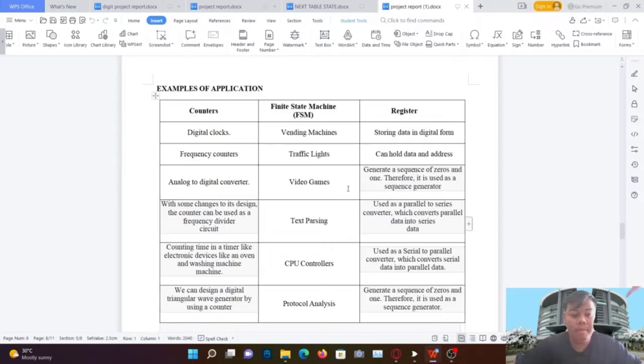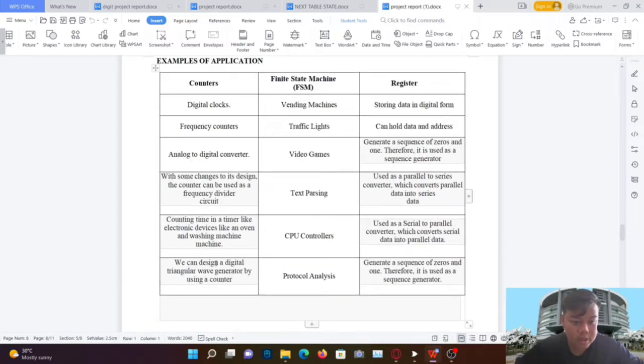The last one is examples of application. For the counter, the applications are digital clock, frequency counter, and analog to digital converter. With some changes to its design, the counter can be used as a frequency divider circuit, and for counting time in a timer in electronic devices like an oven and washing machine. And the last one is we can design a digital triangular wave generator by using a counter. For the FSM, the applications are vending machine, traffic light, video game, text parsing, CPU controller, and protocol analysis.